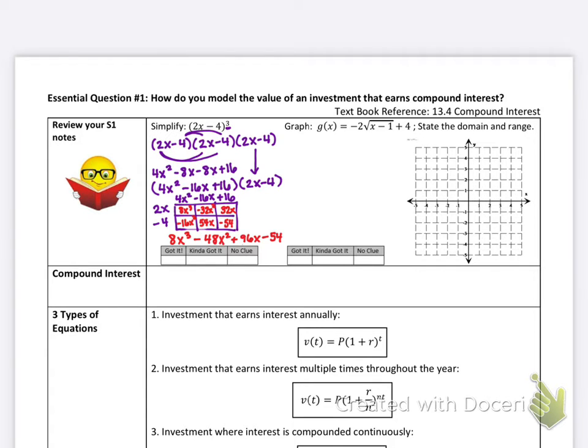Down below you'll see got it, kind of got it, no clue. If you really had no clue, then you probably want to refresh yourself on multiplication of polynomials. If you kind of got it, then you're probably fine. If you got it, then you are definitely in a good place.